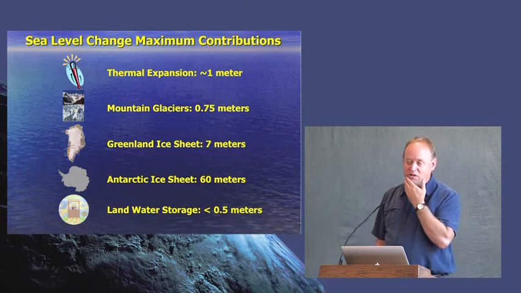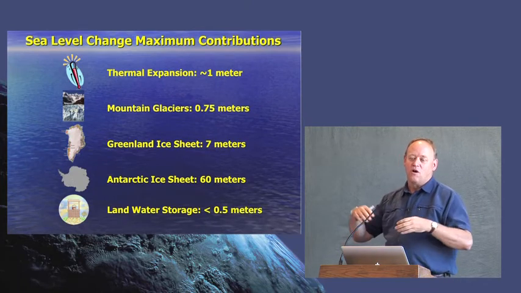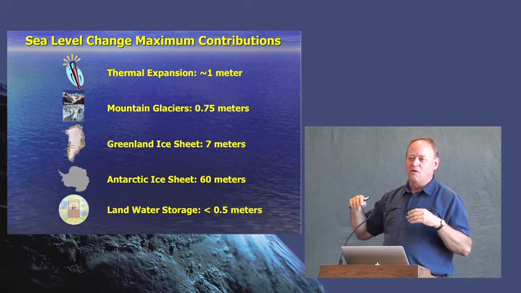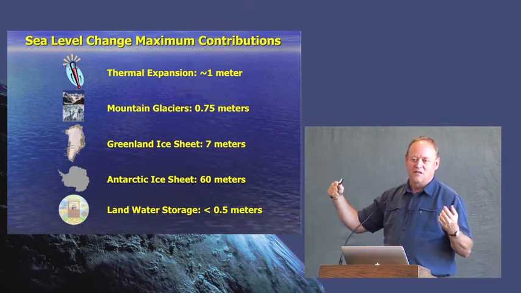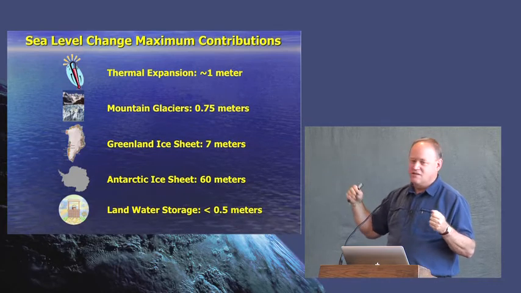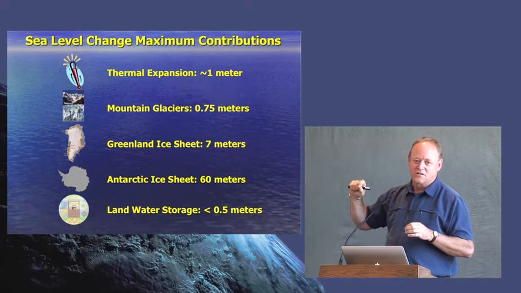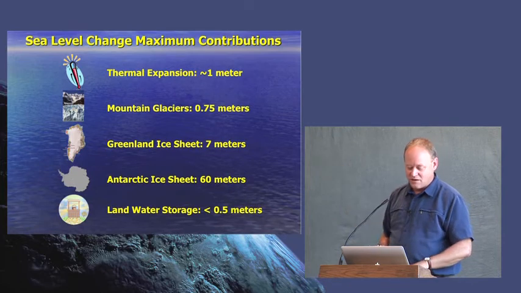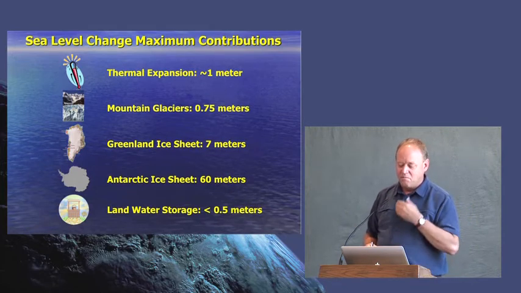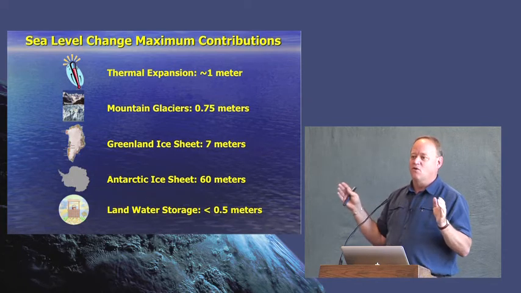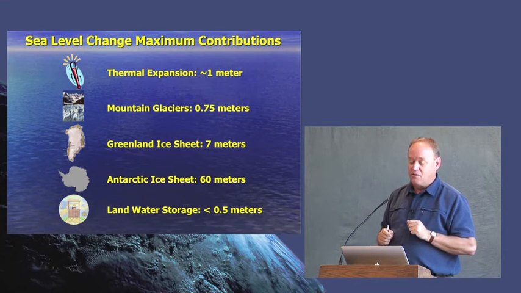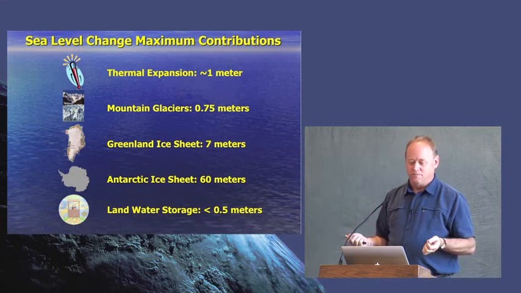So I talked about thermal expansion. Even in the worst climate change scenarios, the most sea level rise you're going to get from thermal expansion is about a meter, say in the next few hundred years. That's just taking the climate model projections and taking the worst case scenario. On the other hand, mountain glaciers, if you melt all the remaining mountain glaciers in the world, this is outside of Greenland and Antarctica, then you would raise sea level by about 3/4 of a meter.